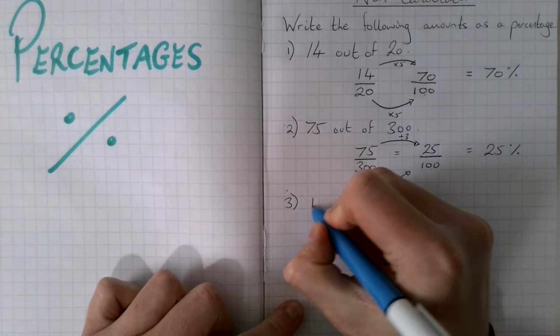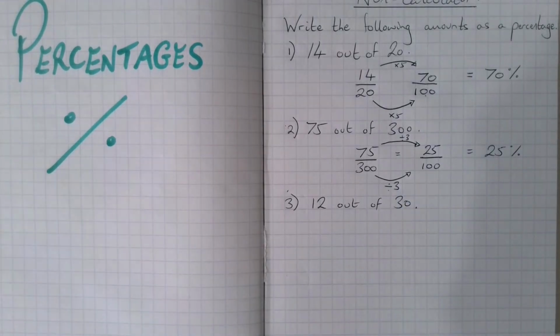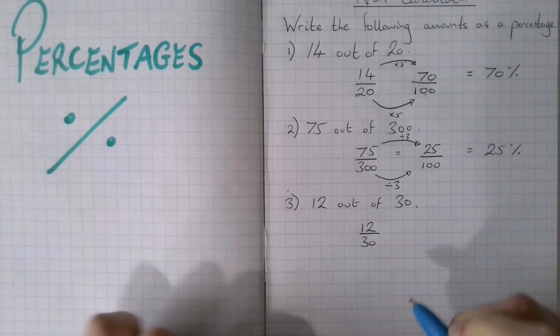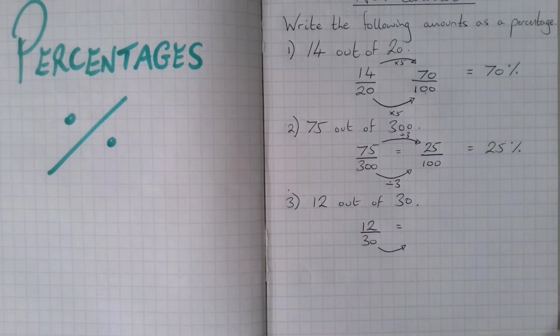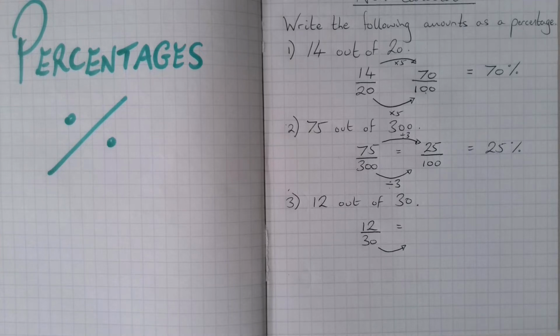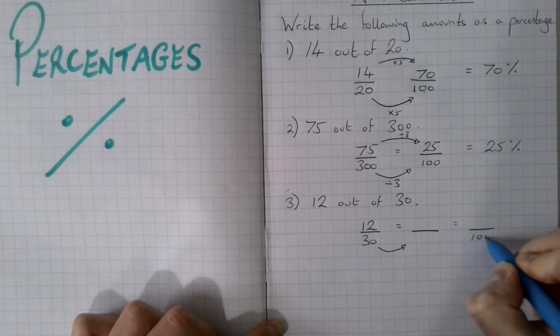So let's do 12 out of 30, and I'm still going to write my two numbers as a fraction, so 12 over 30, or 12 out of 30, but this time 30 doesn't easily go into 100. If I do 30 times 3, well, that's 90, but 30 times 4 is 120, so it's not going to be easily multiplied to make 100. So this time I need a middle step. I need a different fraction in here before I make it into 100.